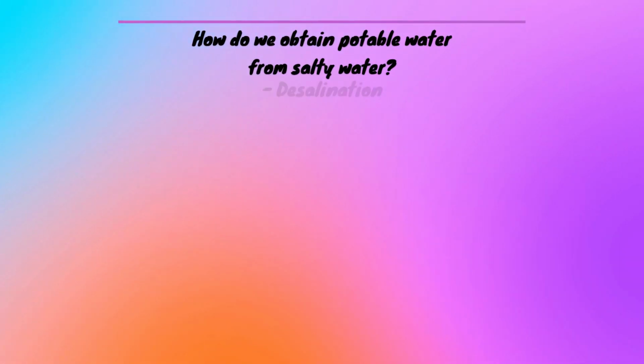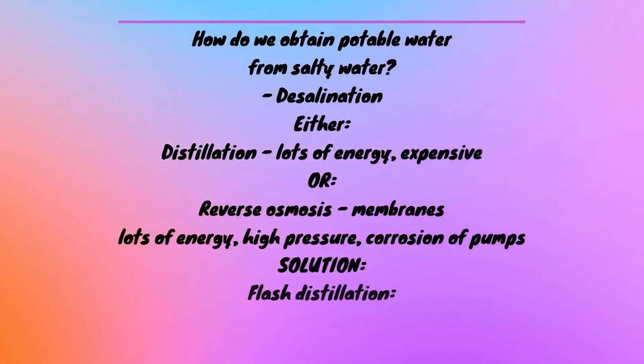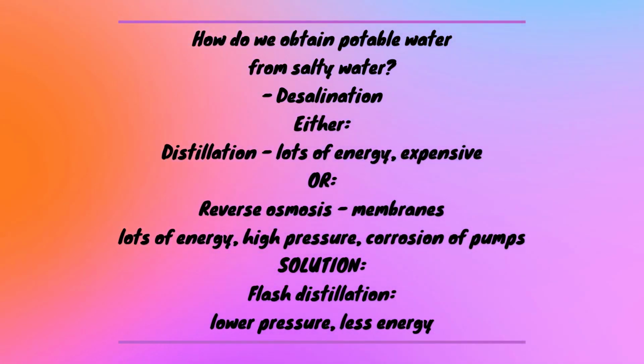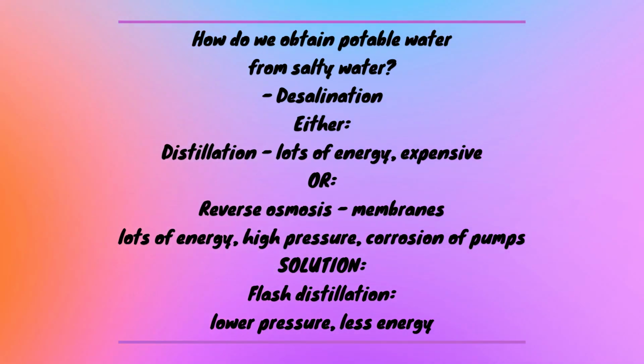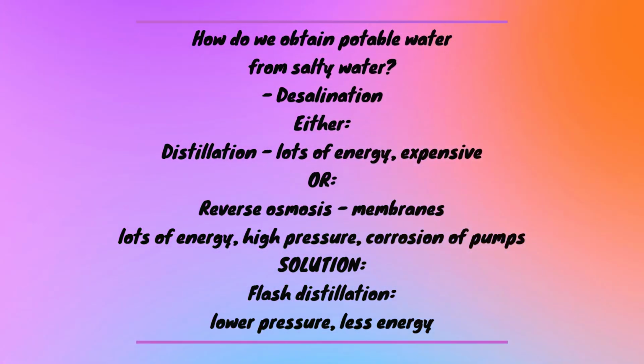But for coastal countries, how do we obtain potable water from salty water? Well, this is a process called desalination that can be done in 2 ways. The first way is distillation, but distillation involves high amounts of energy, and that makes it really expensive. The other way we can do it is reverse osmosis. We pass the water through membranes to separate out the salt from the water. However, this involves lots of energy, high pressure, and the salt causes corrosion of the pumps. The solution to this is to use flash distillation, which involves low pressure and lower energy.